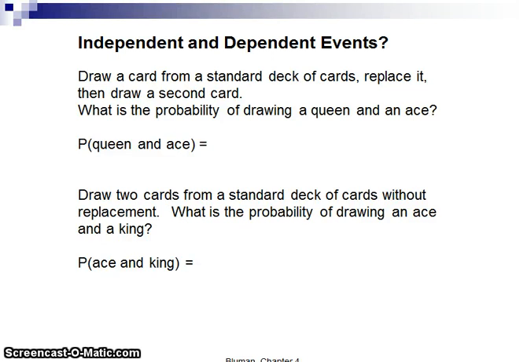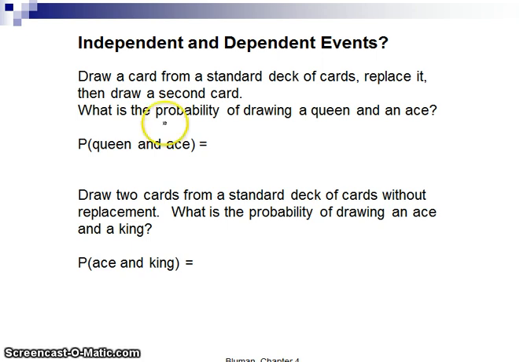This is the video for the second half of the note-taking that deals with independent and dependent events. Picking up with our discussion, we've got to draw a card from a standard deck of cards, replace it, and then draw a second card. Okay, so this is our experiment. We're going to draw a card, replace it, and then draw a second card. What is the probability of drawing a queen and an ace?